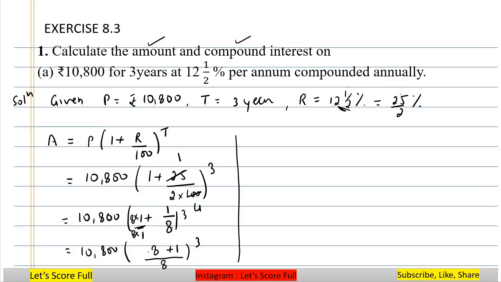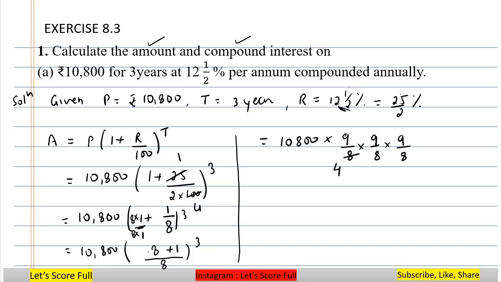Then what will happen? 10,800, this is 9/8 and has power 3. Means I have to write 9/8 3 times. Power means repeating the same number. How many powers are there? The power is 3, so I need to multiply it 3 times. We can do the cutting by 2, or directly you can cut it by 8.